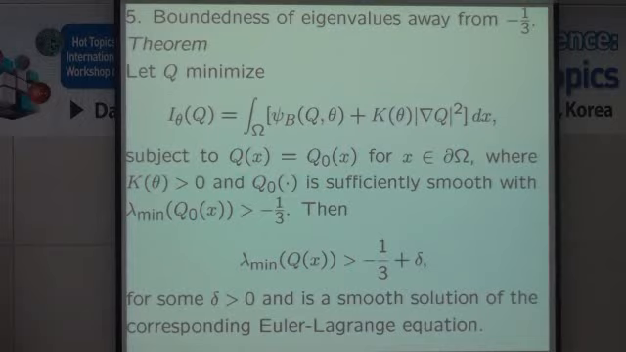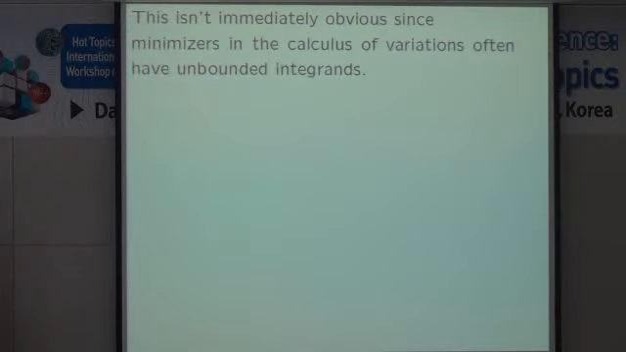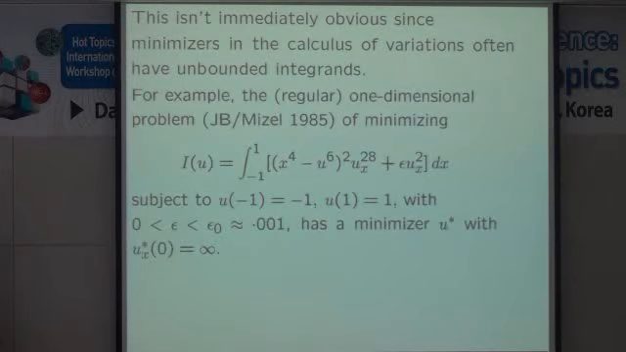Now, this is a very interesting conceptual thing, I think, if you're not familiar with the calculus of variations. I say this isn't immediately obvious, since minimizers in the calculus of variations often have unbounded integrands. This is very strange, and so I give you this old example of which I'm unreasonably proud, which I did with Vic Mizell many years ago. If you've not seen this kind of example before, it is terrifying for what you think is true in the calculus of variations. This is a one-dimensional problem of the calculus of variations.